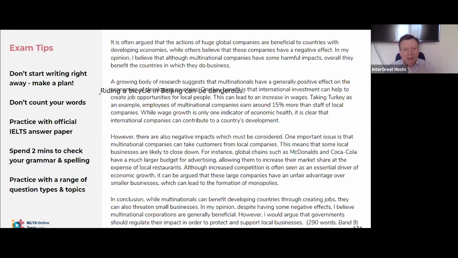So the main idea is riding a bicycle in Beijing. The controlling idea is can be dangerous. So if you're writing a paragraph, ask yourself how or why it can be dangerous to get your supporting ideas. Remember, the topic sentence has your main idea and your controlling idea. All of your ideas have to go back to your controlling idea. That's how you can practice and get better topic sentences.